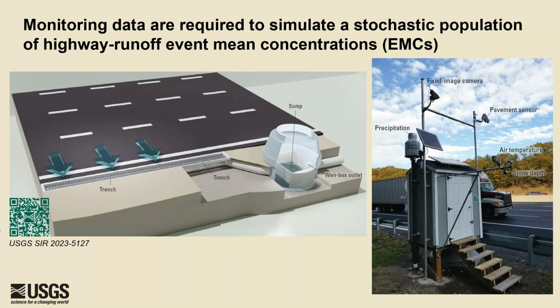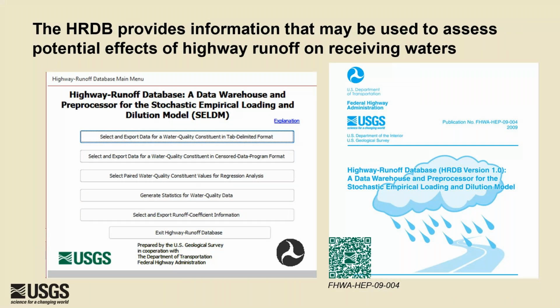So that is where the Highway-Runoff Database comes into the picture. The database is a tool that gathers these data sets from USGS, DOTs, and universities, and puts it into one database structure that can be used to generate the statistics needed for SELDM or other analyses. It was first published by USGS and Federal Highway in 2009, and it's undergone some updates to add new data sets and enhance the functionality. And the most recent update was in October 2024.